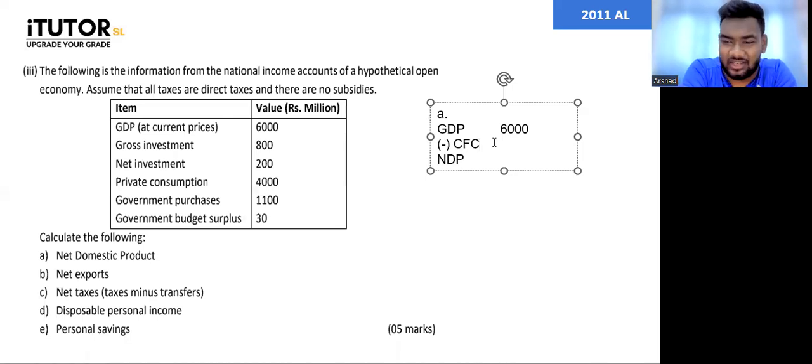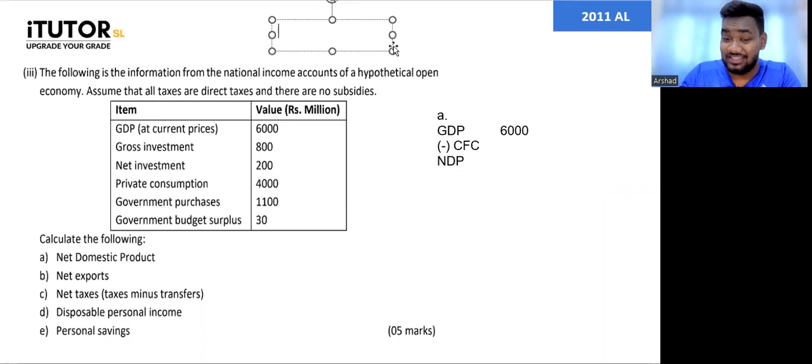How much is my CFC? They have not given that. In the question, they haven't given us depreciation or consumption of fixed capital. How are you going to figure that out? Remember the difference between gross investment and net investment. From gross investment, if you minus CFC, what do you get?